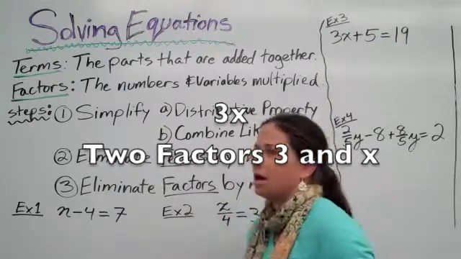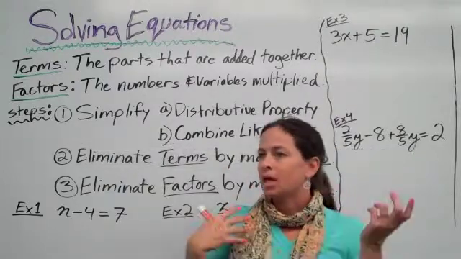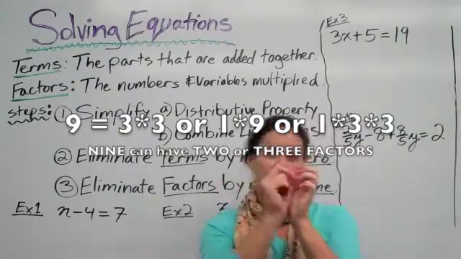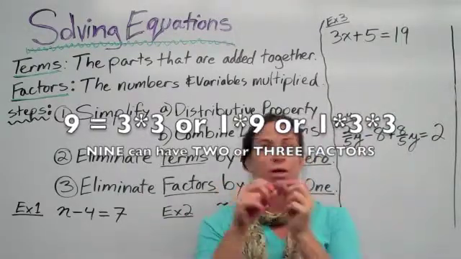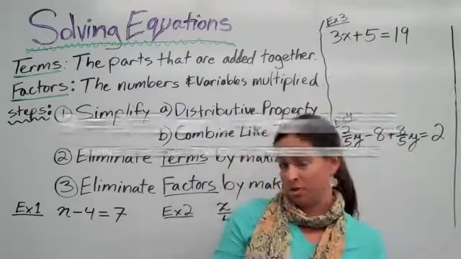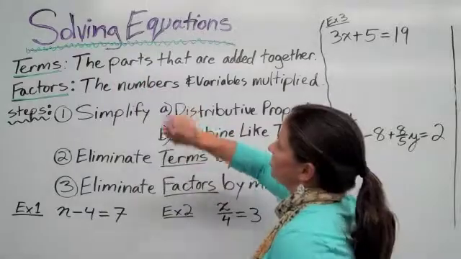If you had 9, for example, you could break that number into two factors, 3 times 3. Or you could break it into 1 times 9. Or you could break it into three factors, 1 times 3 times 3. So those are terms and those are factors.